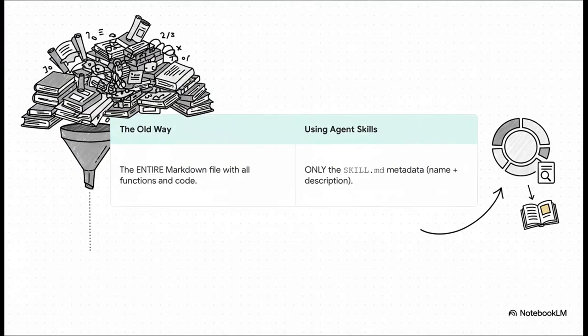Just look at the difference here. It's night and day. On the left, with the old way, you're stuffing your entire library of functions into the context window every single time. It's a mess. On the right, with agent skills, you're just loading a couple of lines of text. So when a task comes in, the agent just scans its list of skills, finds the one that matches what it needs to do, and only then does it go and grab the specific code. The efficiency gain here is massive.